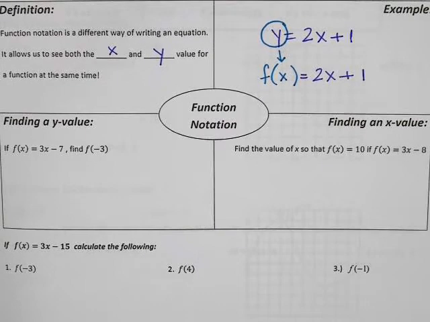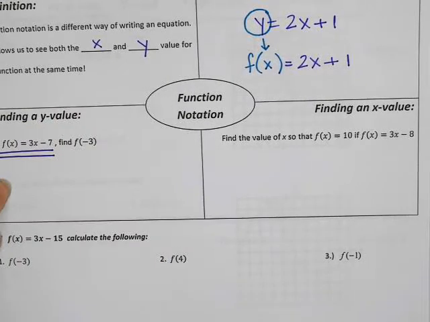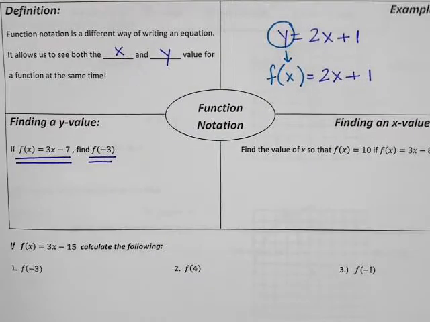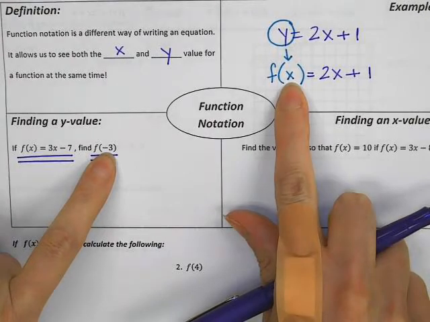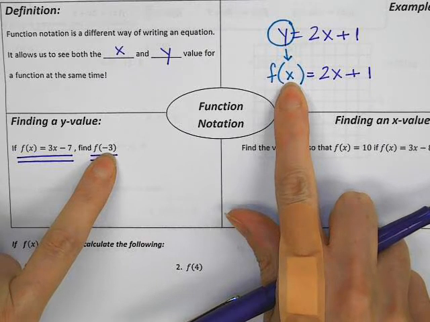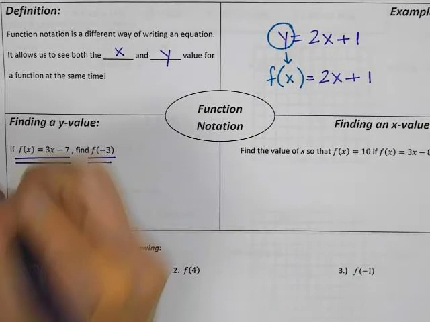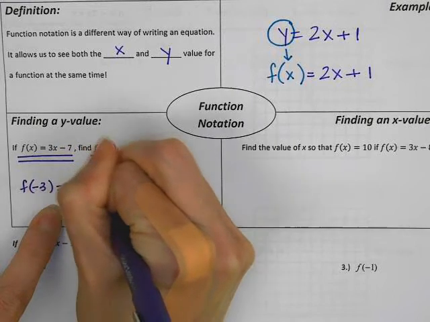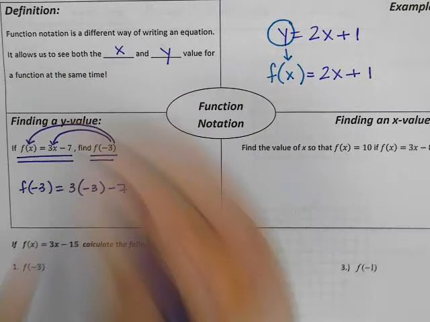Now, here's why it's nice. Let's say you guys are given a function in function notation, and let's say they tell you to find f of negative 3. All you guys have to do is, whatever number is in the parentheses, it just means plug it in for x. All right, so we're going to take negative 3, and we're going to plug it in to x. All right, so it's f of negative 3 equals 3 times negative 3 minus 7. We're just plugging the negative 3 wherever we see an x.